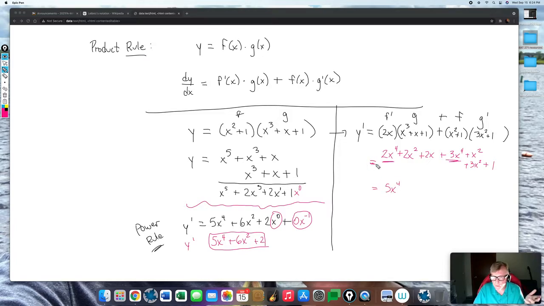Sorry about my sloppy equal sign. And then what have I got here? I got 2x squared and another x squared. So that's 3, and 3 more makes 6. And then I've got my 2x there, which looks kind of weird. Really shouldn't be a 2x there, and then I've got a 1, right?